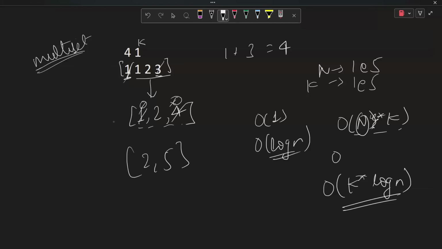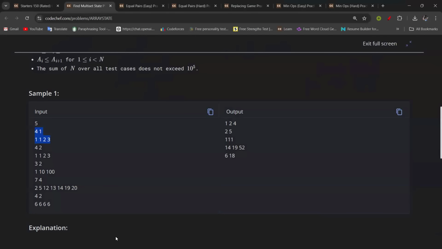So instead of using a vector, if you store the input array in a multi-set, then you can just erase the first element, erase the last element, and insert the sum of them at the end. You can do all this in log n time with an overall complexity of k into log n. So I think this is a very basic problem, basic implementation of multiset. So I think we can directly move to the code.